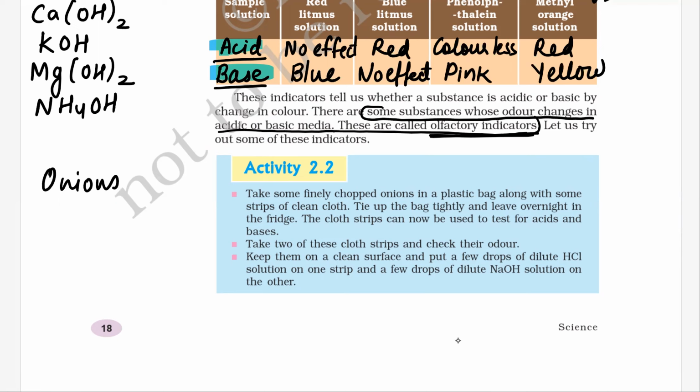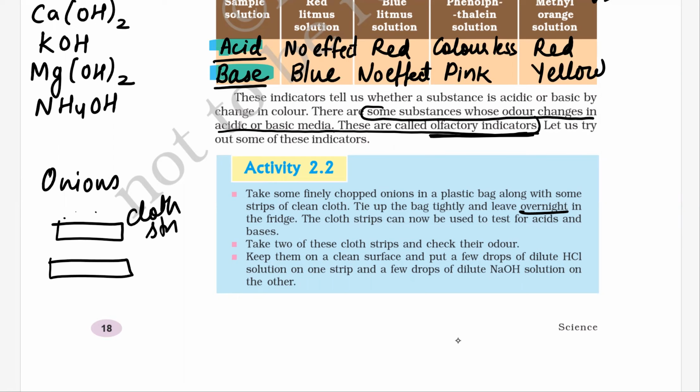put in a plastic bag along with some strips of cloth. So clean cloth strips and onion pieces are tied together and kept in a plastic bag, and they are kept in the refrigerator overnight. Now the pieces of onion are removed and only the cloth strips are taken. These cloth strips are used as olfactory indicators.